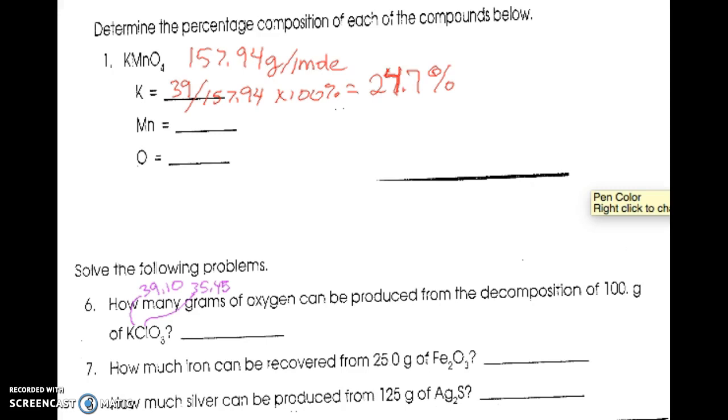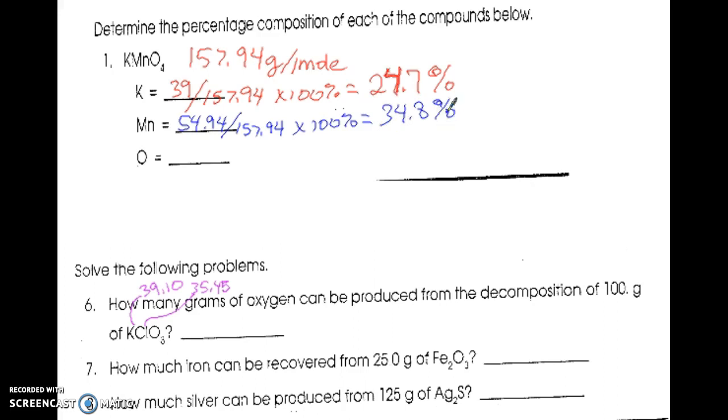We know that manganese weighs 54.94, and we have 157.94 total. Multiply it by 100%, and we'll get the contribution that manganese has in this compound. Again, I'm going to give you a minute to calculate it. Yes, we have 34.8% manganese.